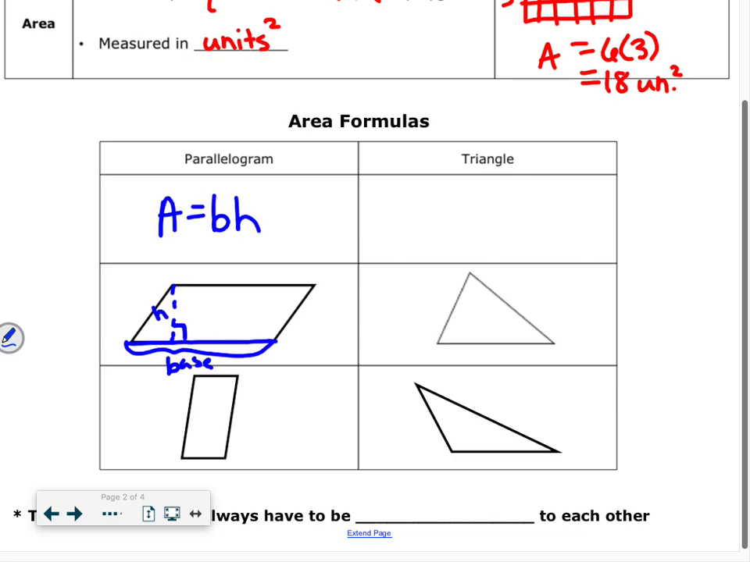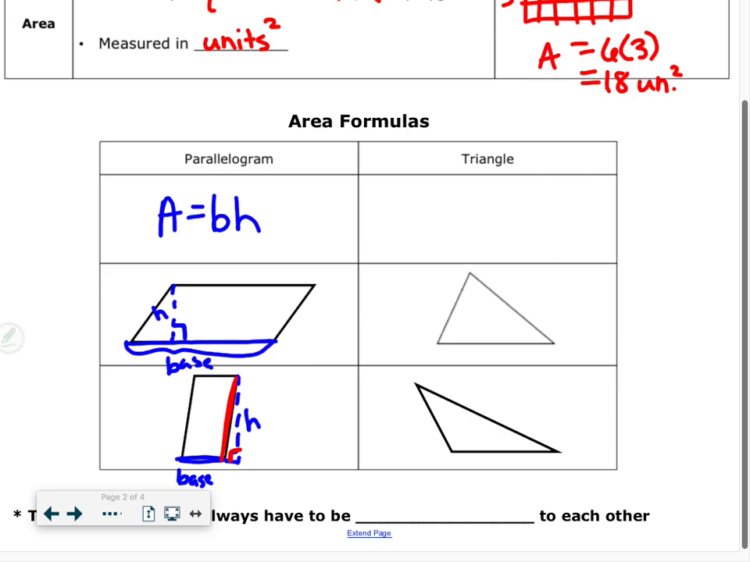Now we could also draw the height outside of the figure. So down below, this part is the base. And the height, in order to be perpendicular, that would be considered the height. So you can draw the height outside the figure as well. It just has to be a right angle here. Do not use this slanted part as a height. That's one of the biggest mistakes.